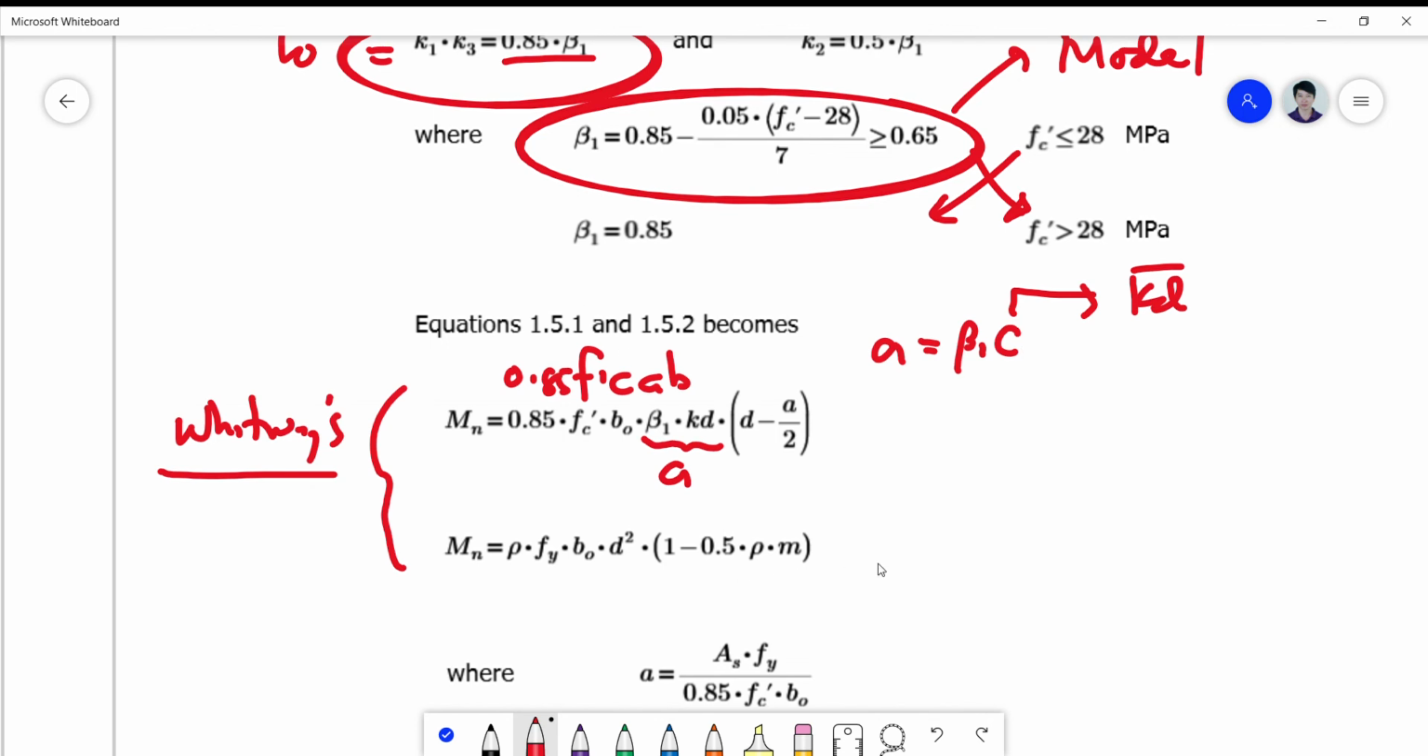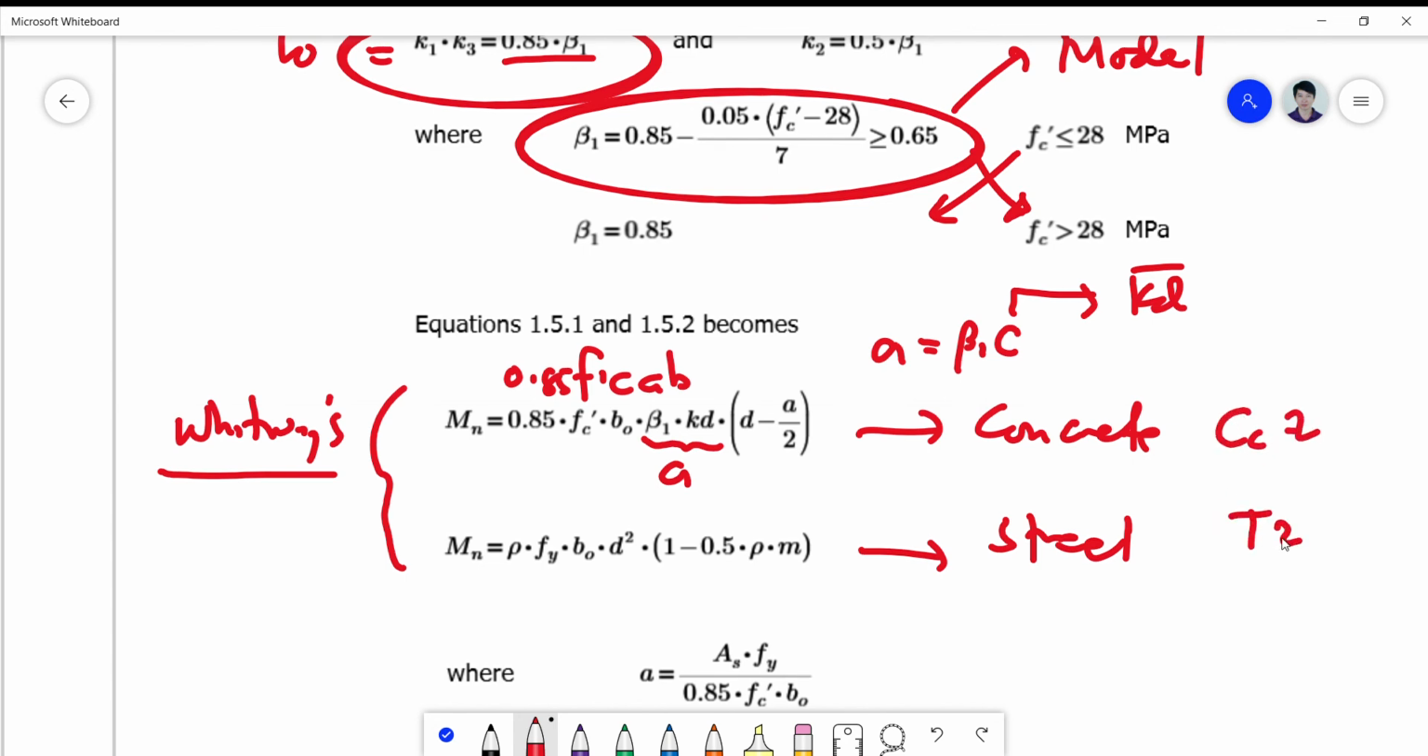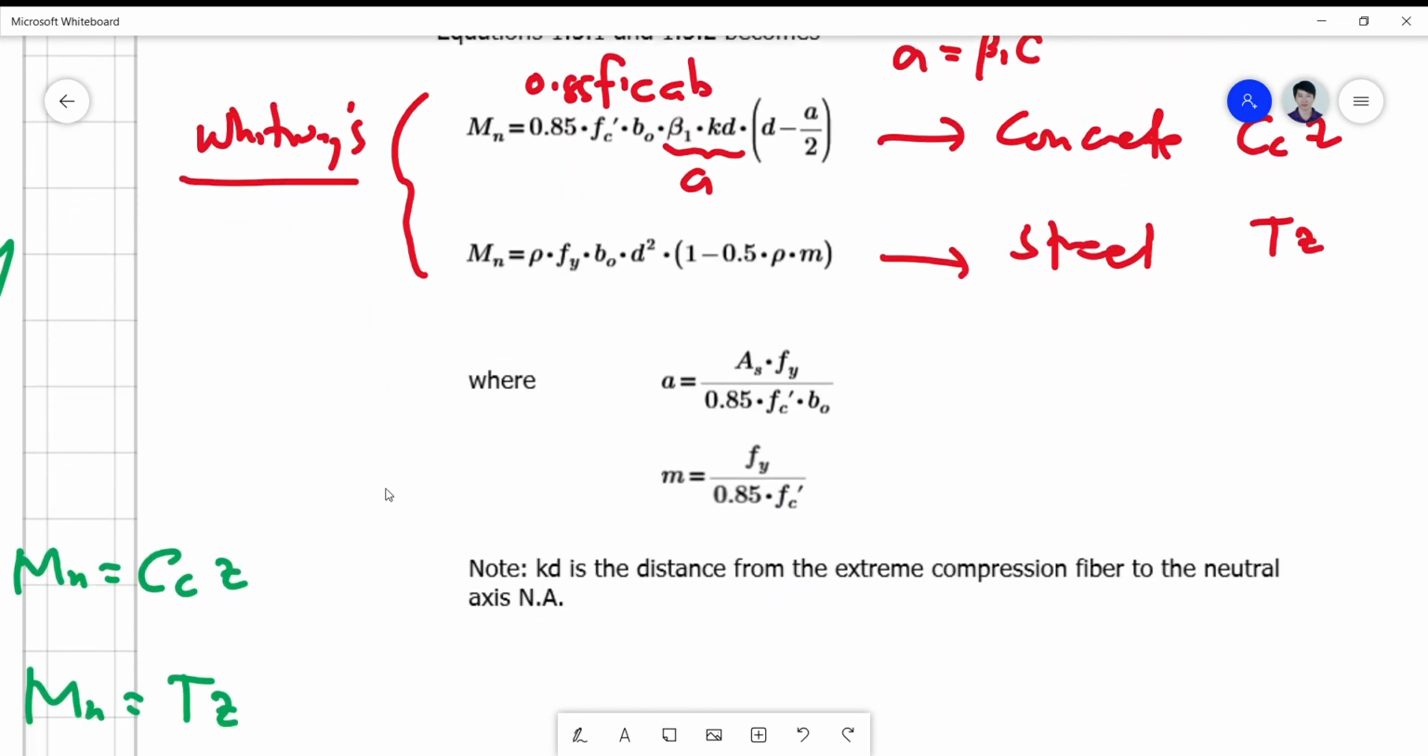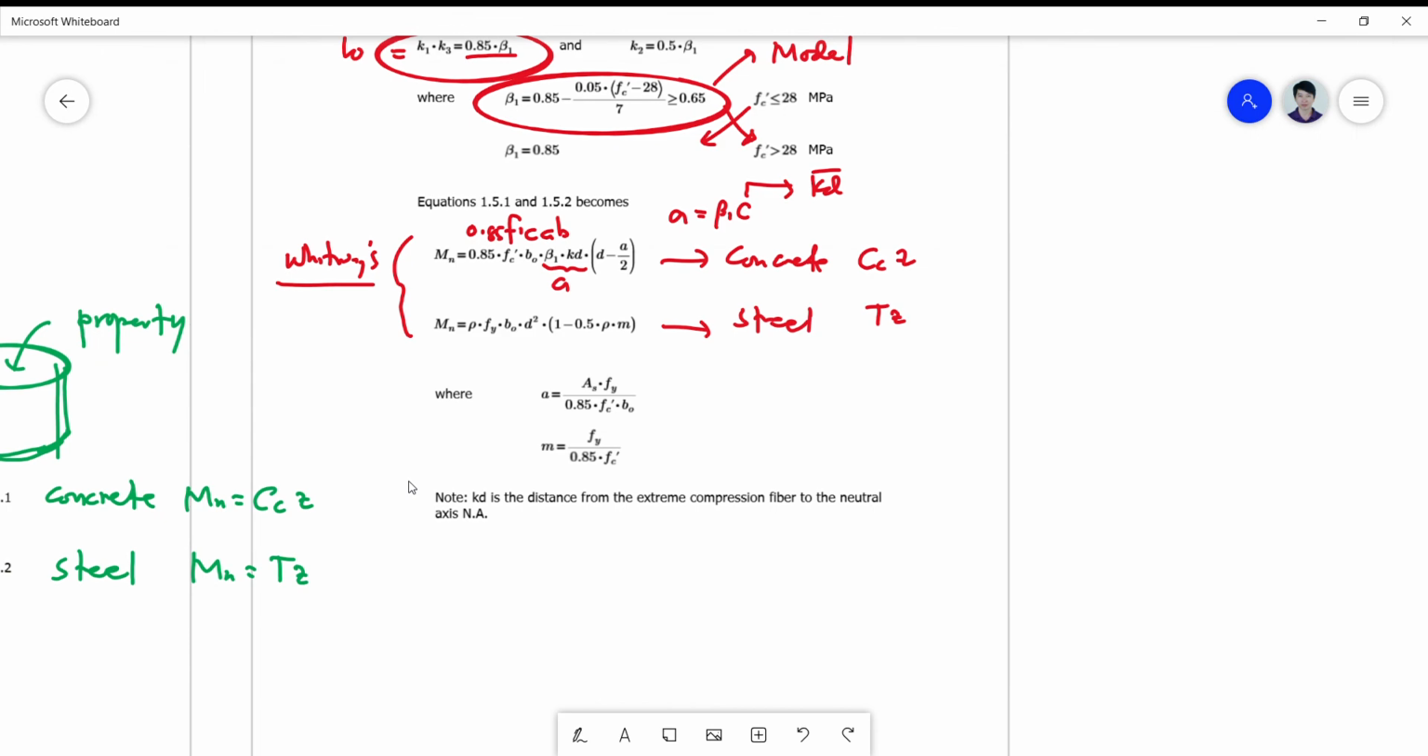Okay, and this is for your steel. This is for concrete, and this is for steel. So for the steel part, this is your Cc z and this is your Tz. Okay, so rho fy b d squared (1 minus 0.5 rho m), where a is equal to As fy over 0.85 fc prime b, and m is fy over 0.85 fc prime. Note that kd is the distance from the extreme compression fiber to the neutral axis NA.